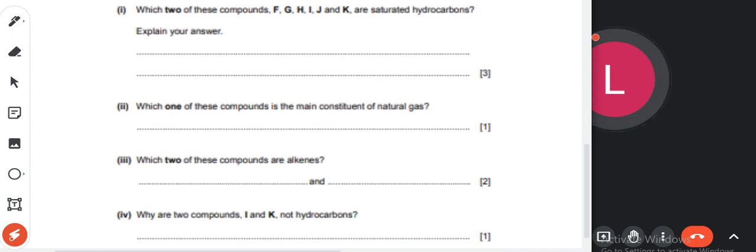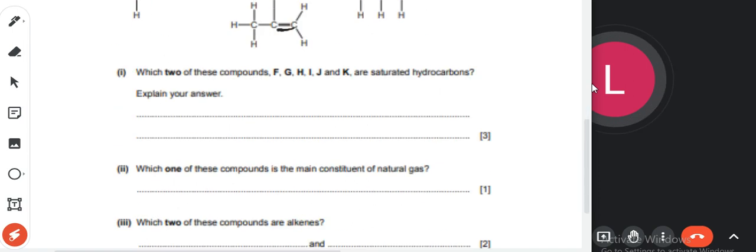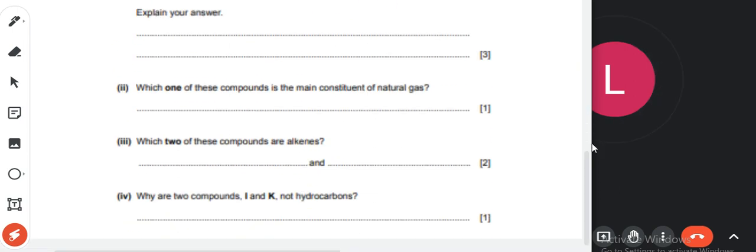All right. So which one of these compounds is the main constituent of natural gas? Of course, methane is the main constituent of natural gas, which is F. It burns easily. It's the most flammable of all the alkanes, because as the chain length increases, they become less flammable. So which of these compounds are alkanes? Alkenes, we've talked about that.